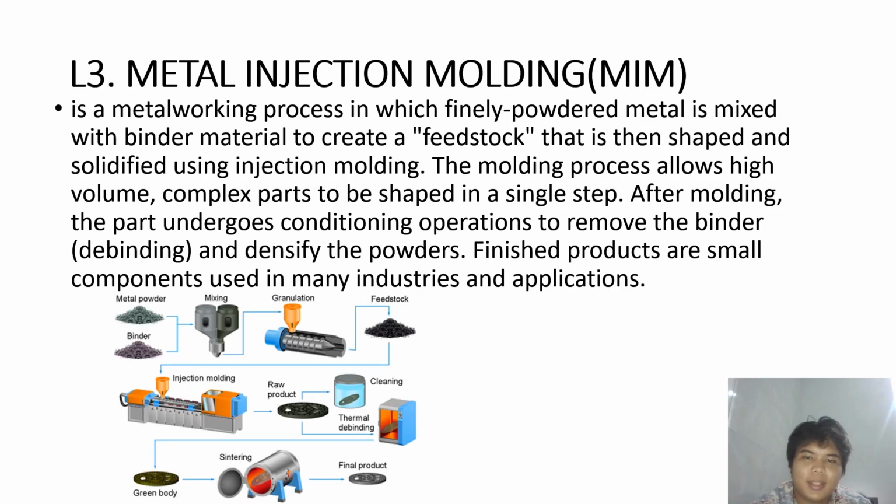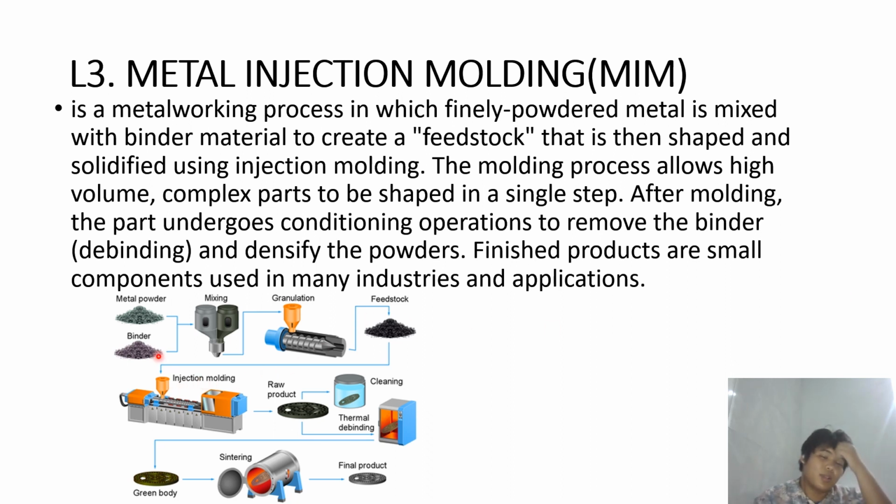Metal injection molding, or MIM, this is the last part, is a metal making process in which finely powdered metal is mixed with binder material to create a feedstock that is then shaped and solidified using injection molding. The molding process allows high volume, complex parts to be shaped in a single step. After molding, the part undergoes conditioning operations to remove the binder and densify the powders. Finished products are small components used in many industries and applications.